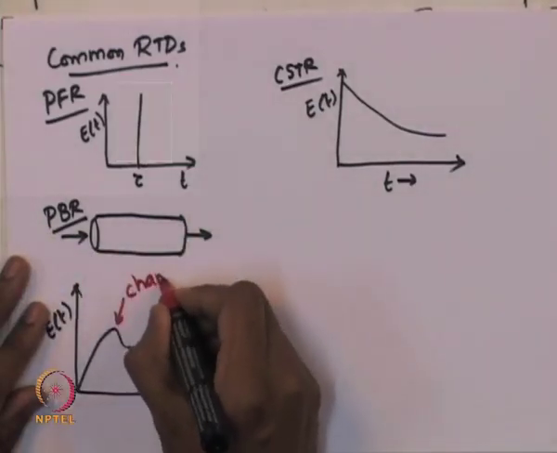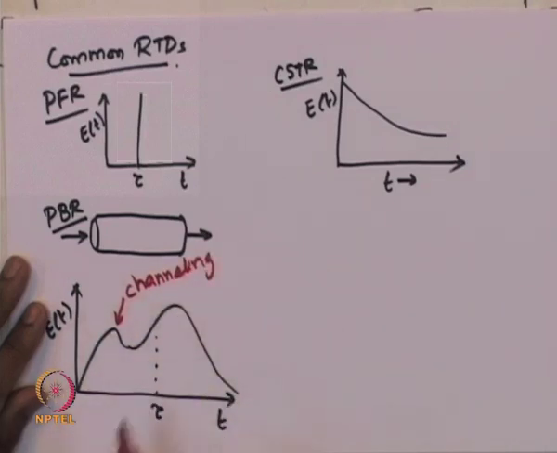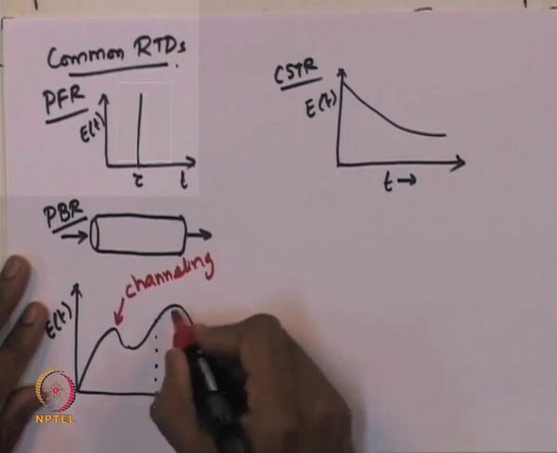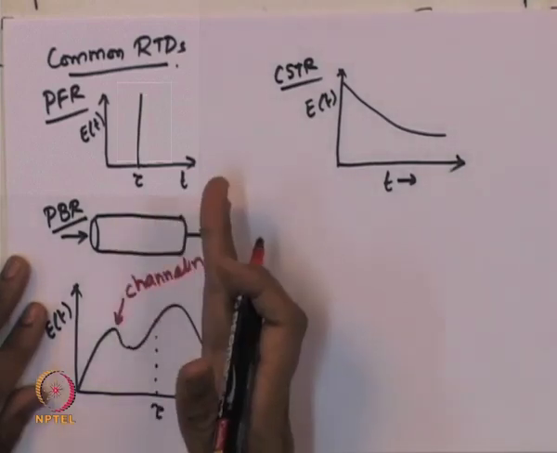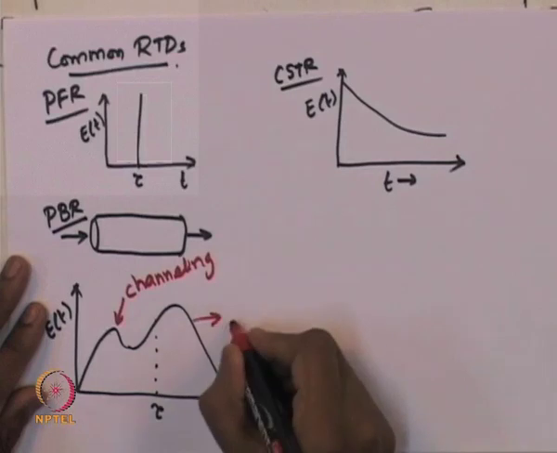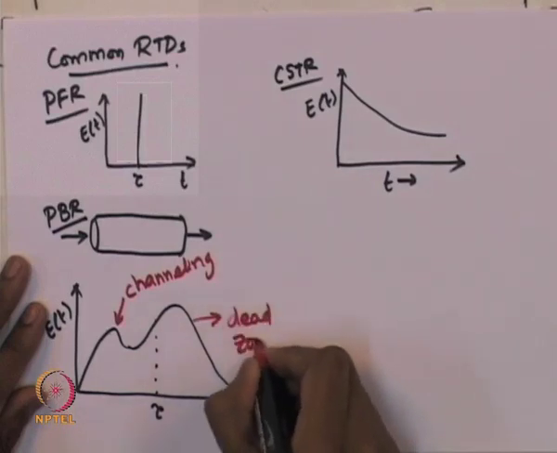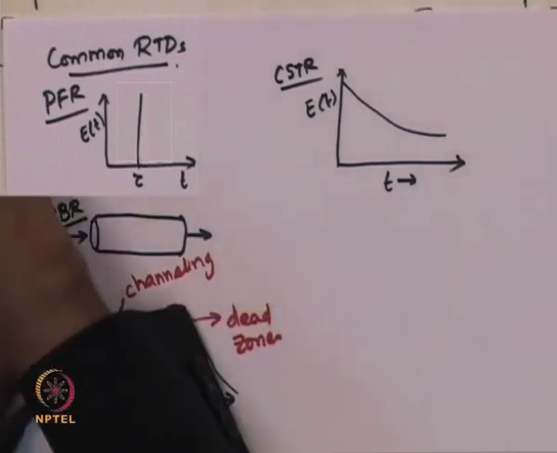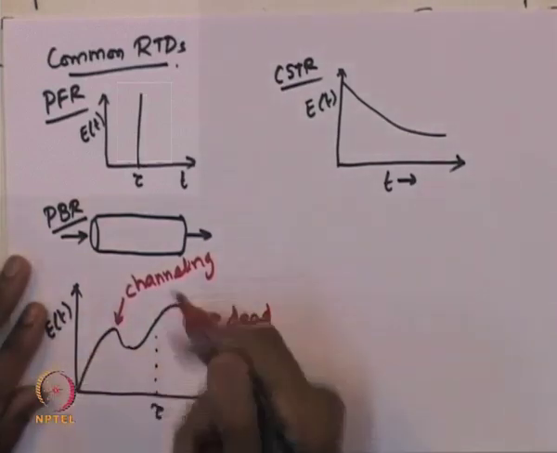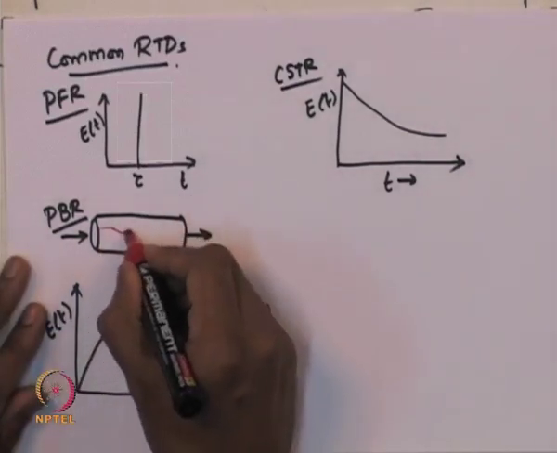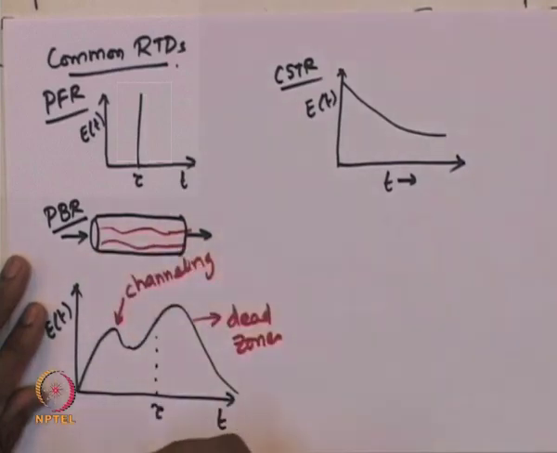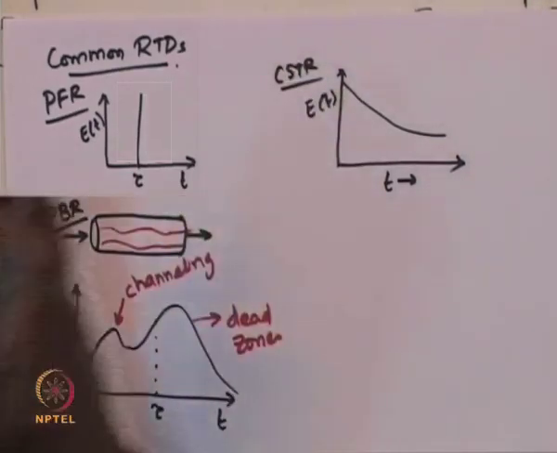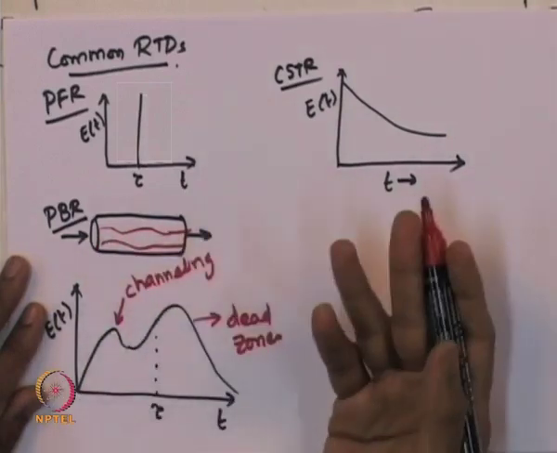indicates that there may be channeling or bypassing inside the reactor. So, that is the first peak which appears before the space time of the reactor, and the second peak which appears after the space time of the reactor indicates that there may be dead zones present inside the reactor, which do not serve any useful purpose. So, now if we attempt to depict this in the packed bed reactor, there may be channels present inside the reactor, through which the fluid going through the packed bed will easily escape and leave the reactor.